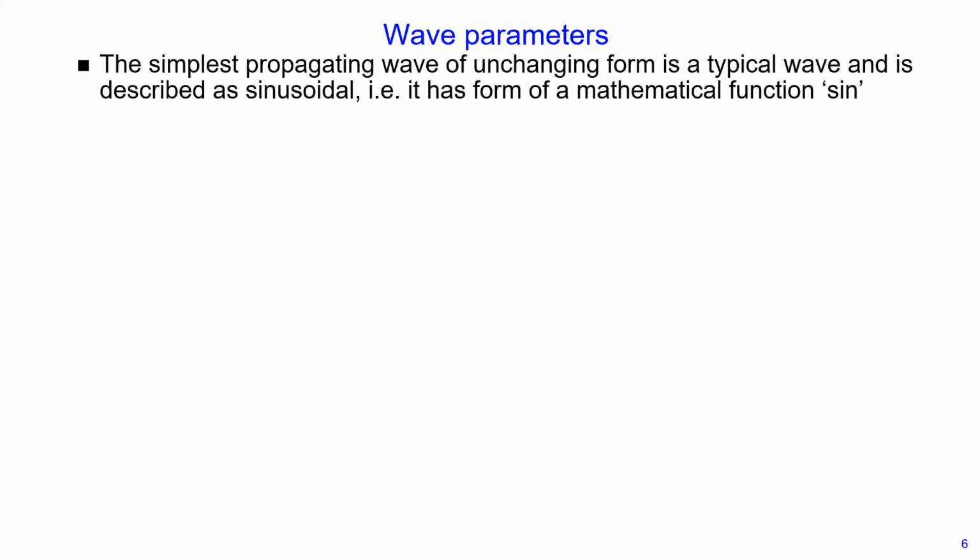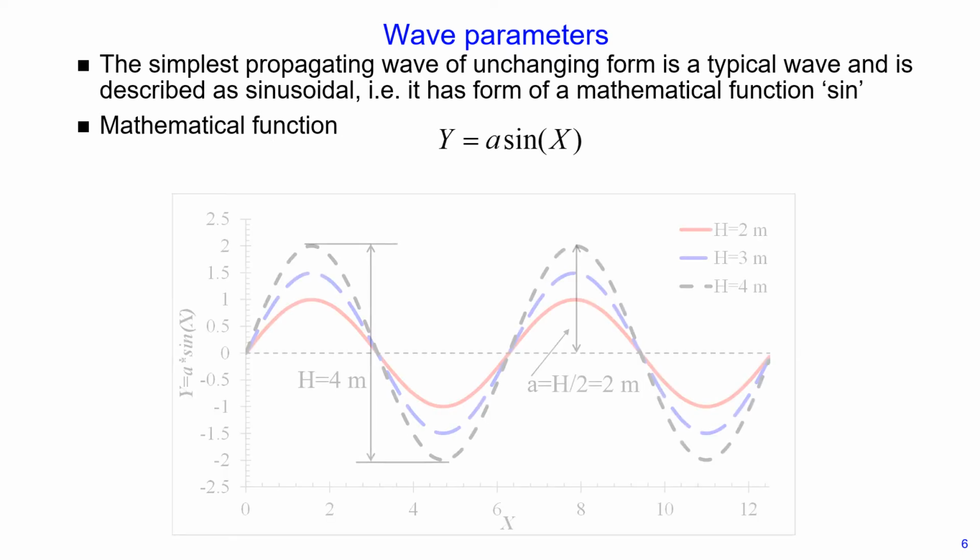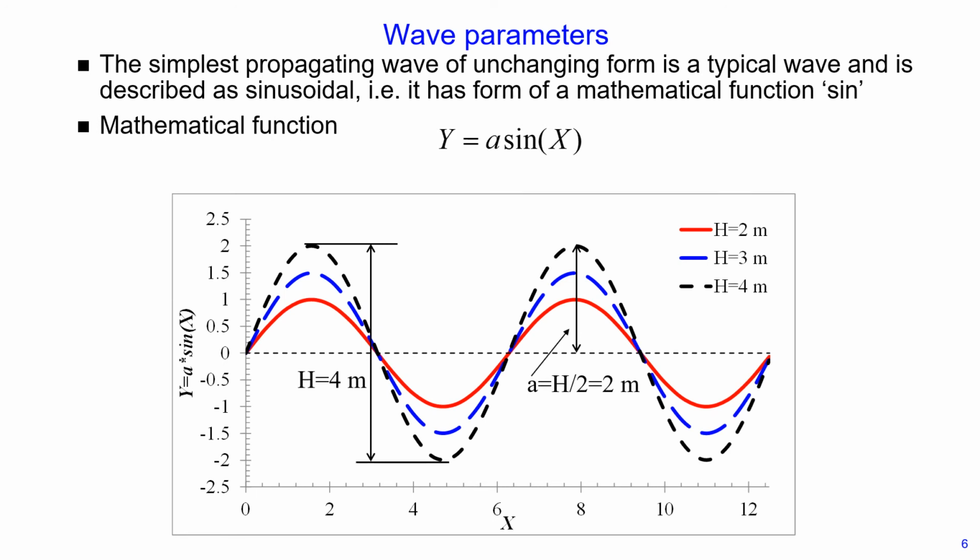For engineering design purposes, the engineers use the simplest propagating wave of unchanging form, which is a typical wave and is described as sinusoidal. So it has the form of the mathematical function sine. And this is how the sine function looks. So y is equal to a, which is a coefficient, multiplied by sine of argument x. I show you on this slide a few examples where a is changing from 1 to 2 meters. And you can see that this is the simplest propagating wave of unchanging form, which is a typical wave, described as sinusoidal. This is what engineers use for engineering design purposes.